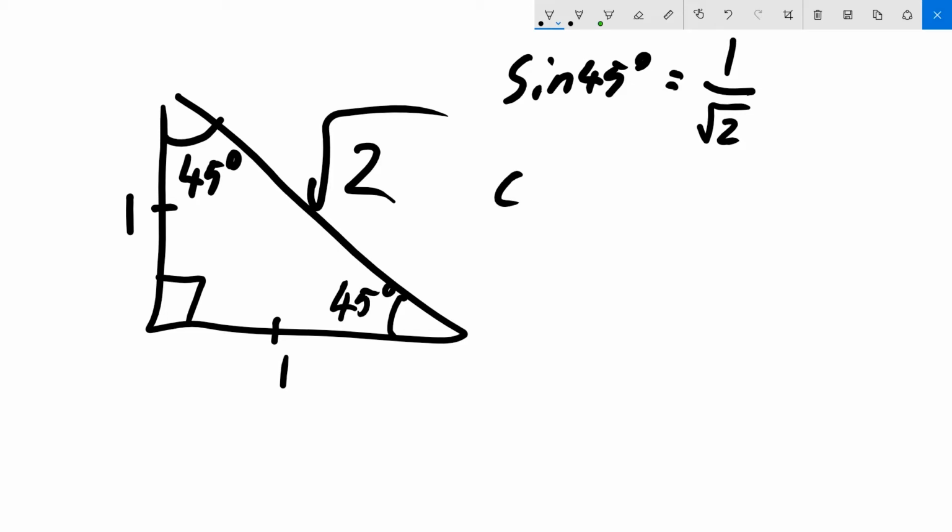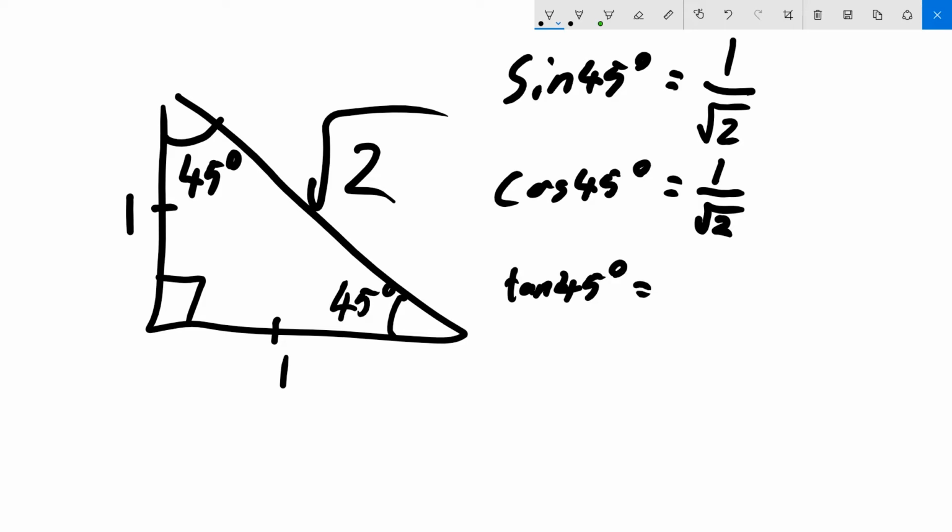Great. Well, let's talk about cosine then. Cosine 45 degrees. In relation to this angle, cosine of 45 is equal to the adjacent, 1, over the hypotenuse, root 2. And what about the tangent? Tan of 45 degrees, well, tan is equal to opposite divided by adjacent, which is 1 over 1.